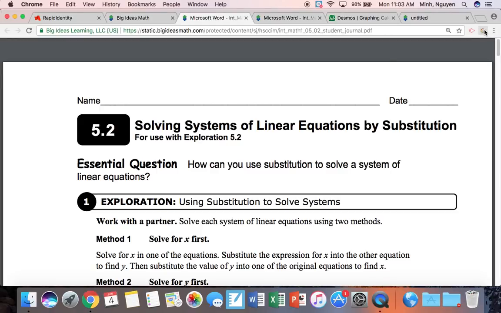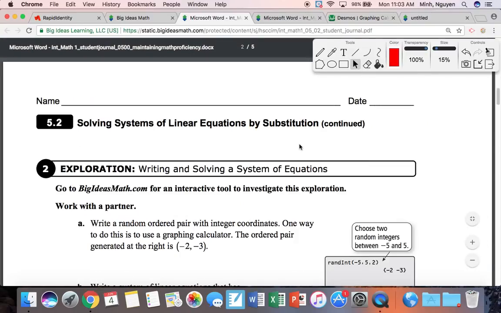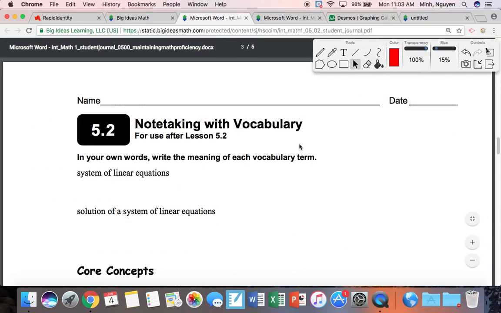Guys, so we're on page 127 of your student journal, solving systems of linear equations by substitution, section 5.2. One thing you should notice is that we are doing the same thing, solving systems of linear equations, but what's different is that we're using substitution. So we're just going to be using these different methods to do the same thing: to find the point of intersection between two lines. So with that being said, let us go ahead and move forward.